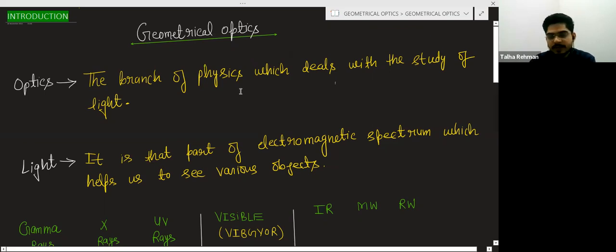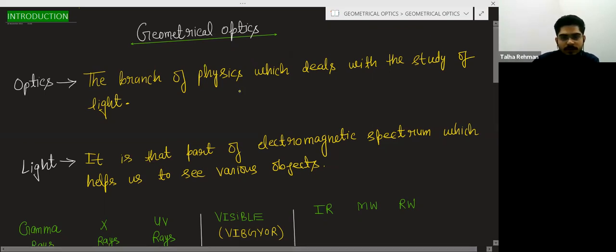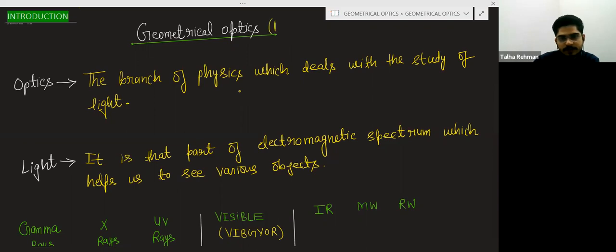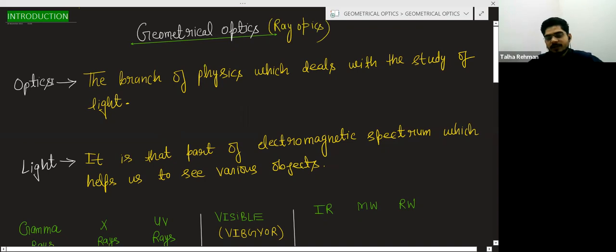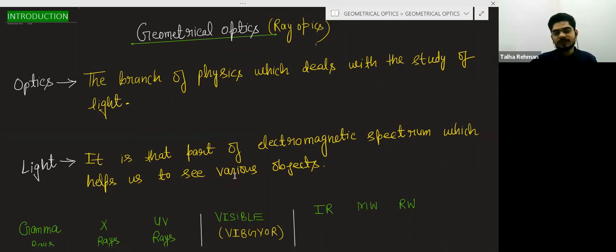Okay, so today we will start geometrical optics. Geometrical optics is also known as ray optics. So what is optics? Optics is the study of light, the branch of physics which deals with the study of light. And now, what is light? Light is that part of the electromagnetic spectrum which helps us to see various objects, the visible portion of the electromagnetic spectrum.